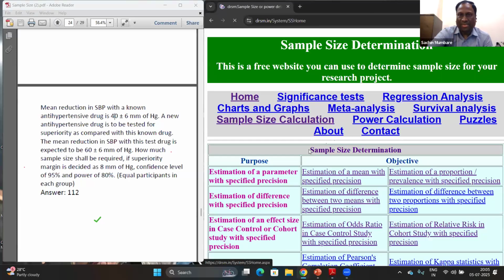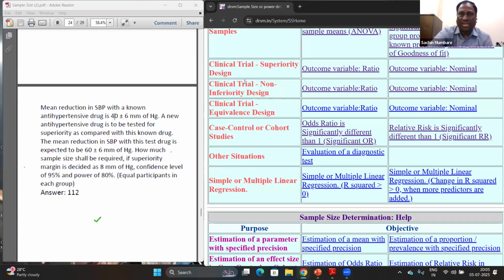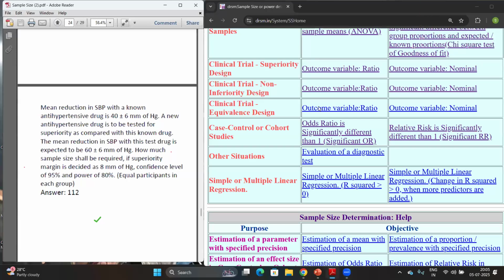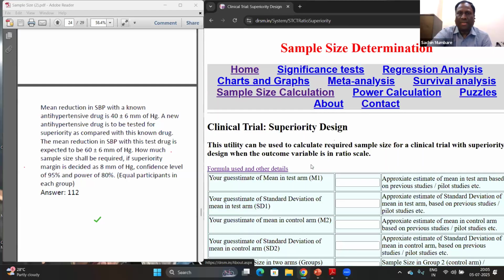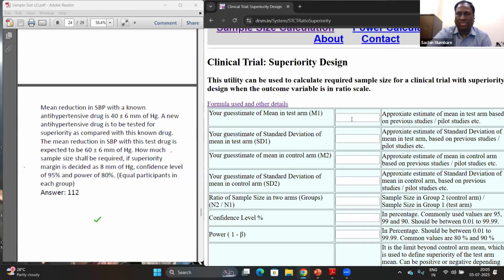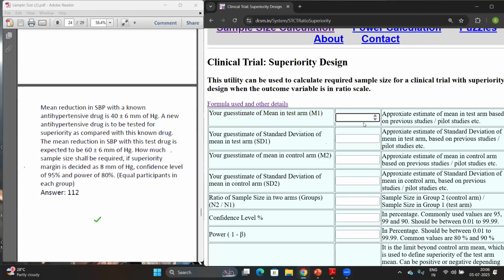So I'll click on sample size calculation, clinical trial, superiority design, and outcome variable. Is the outcome variable ratio scale or nominal scale? Numerical means ratio scale. Now you just put the values. Mean in test arm is how much? Not the known drug, the test drug: 60.